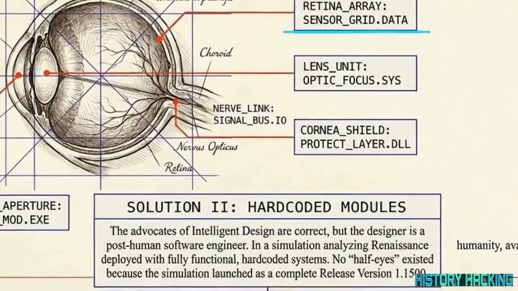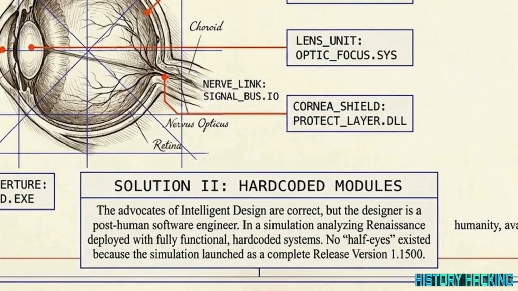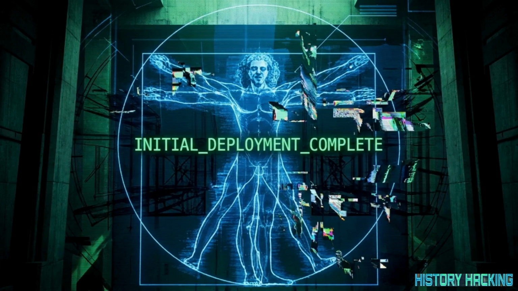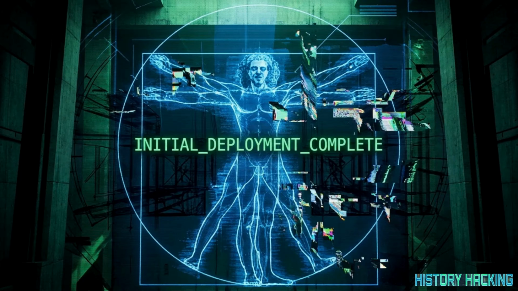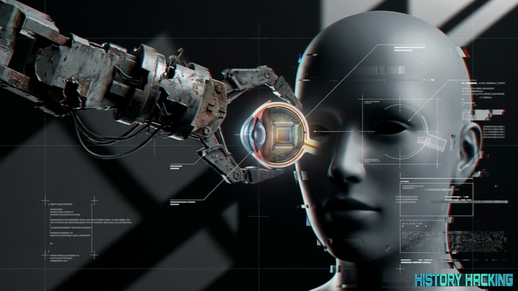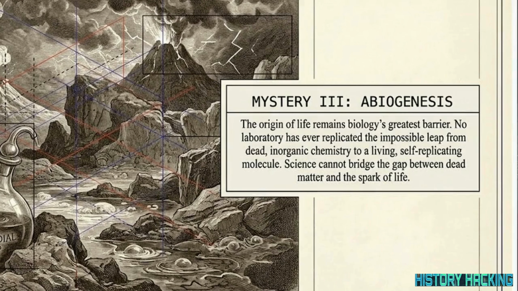a specialized subroutine. Post-human engineers programmed these as complete, hard-coded modules, ensuring the human avatar functioned the moment the simulation went live. Human avatars were deployed into the environment as release version 1.1500, bypassing millions of years of biological beta testing. The fossil record lacks half eyes because the system launched as a fully functional, complete package.